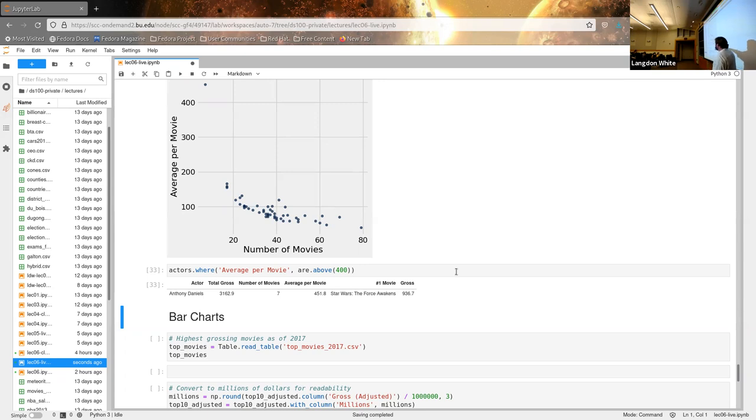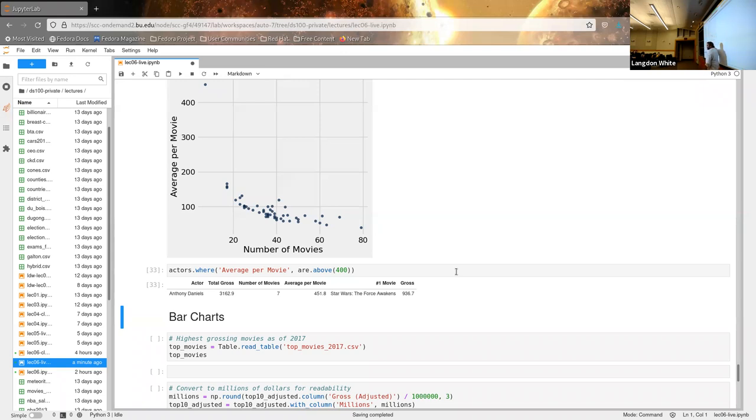So the reason this is interesting, does anybody know who Anthony Daniels is? How many people have seen Star Wars or any of the Star Wars movies? And oh my goodness, it's the end of the world. All right, so have you ever heard of C-3PO? It's a robot character in the Star Wars movies. I thought he appeared in every one of them, but apparently he didn't. He only appeared in maybe six or seven out of the total gamut. But Anthony Daniels plays that robot, basically dressed up in a suit.